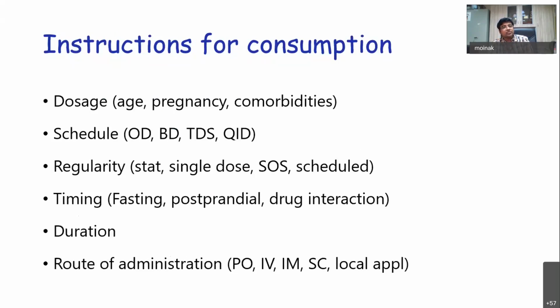Now, when you give instructions for consumption, you have to mention the dosage, which is pertinent to the age, the pregnancy, comorbidities, and so many other factors. The schedule, which is OD, BD, twice a day, thrice a day. But when we write abbreviations, we have to be very, very careful. The regularity, that means are you going to give it as a stat dose, a single dose, SOS, or scheduled? Timing, which is fasting, postprandial, drug interactions. The duration, how long you want to give, and the route of administration.